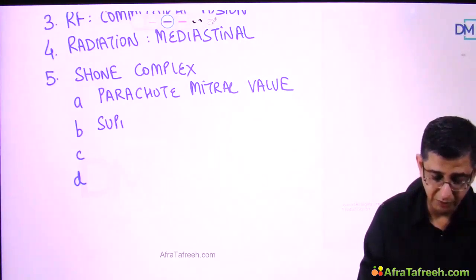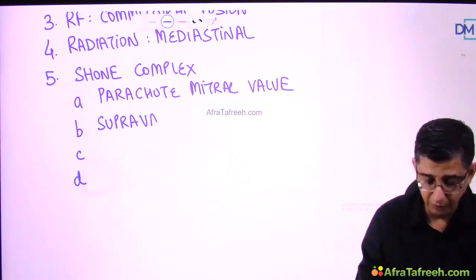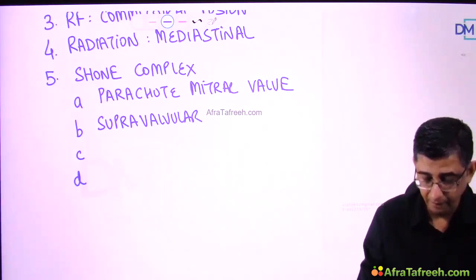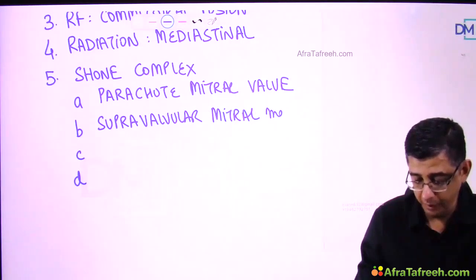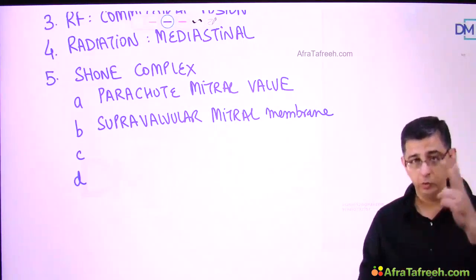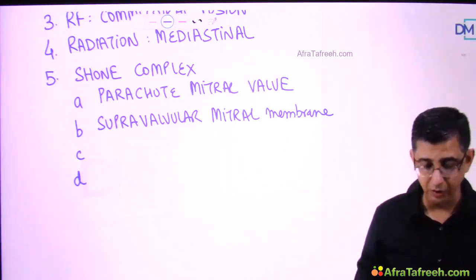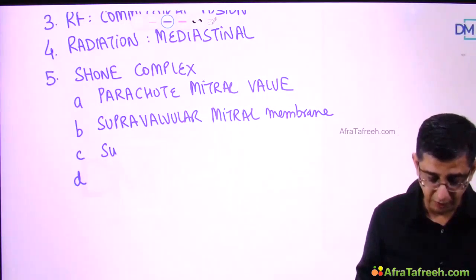And the second manifestation of this patient is also very surprising. He will say the word supravalvular mitral membrane. So there are two defects of the mitral valve, which I'll say once again: one would be parachute mitral valve and a supravalvular mitral membrane. And then there would be two problems related to the aortic valve of the patient. One is a subvalvular aortic stenosis.